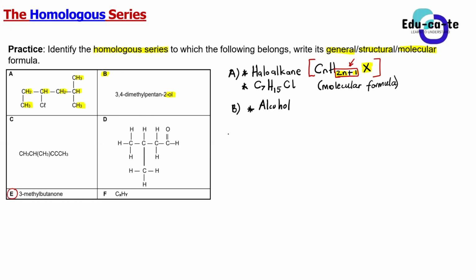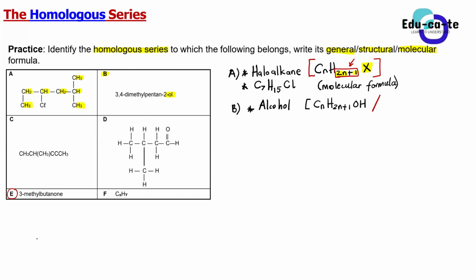Okay, what about the general formula for alcohols? What is the general formula for alcohols? CnH2n plus 1 OH. Okay, plus 1 OH. So this is one notation of writing the general formula for alcohols. Don't forget to raise your hands as well when you answer questions. What is another way of writing the general formula for alcohols? What is another way, guys, that I told you of writing the general formula for alcohols?